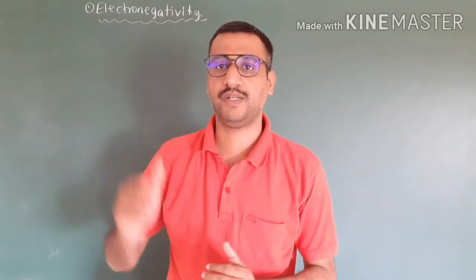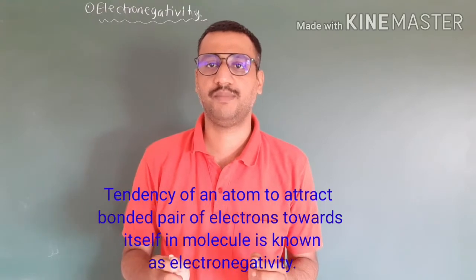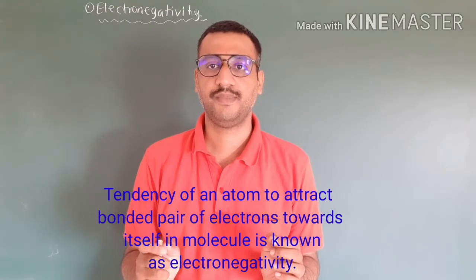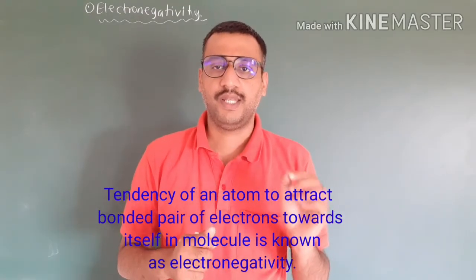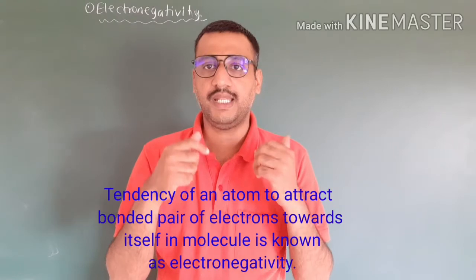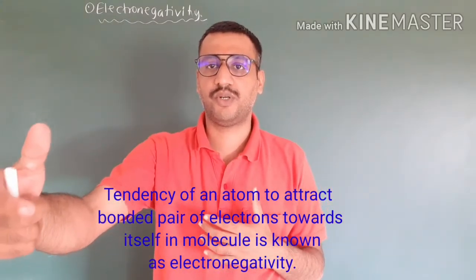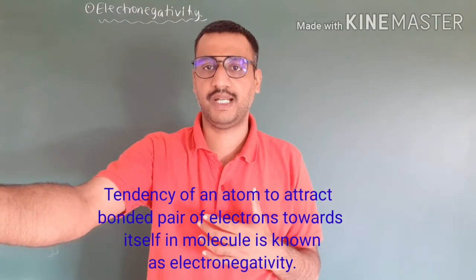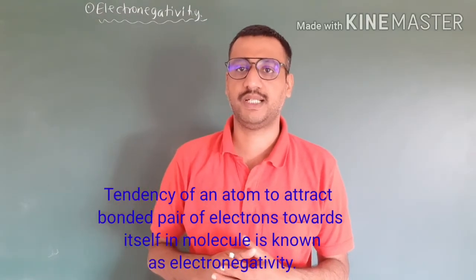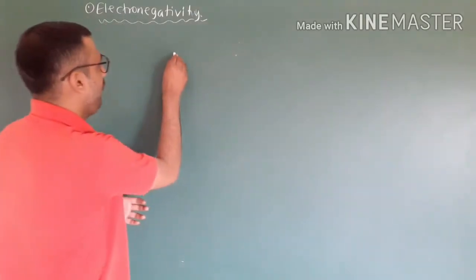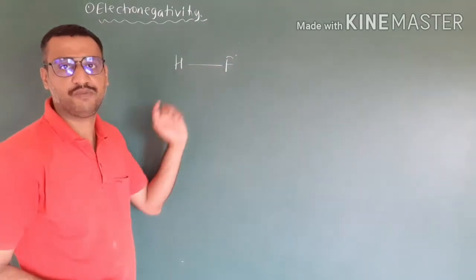First of all, electronegativity is one of the periodic properties of elements. Electronegativity means the tendency of an atom to attract bonded electrons towards itself. When an atom in a molecule is attached with a covalent bond to another atom, the tendency of that atom to attract the bonded electrons towards itself is the electronegativity. For example, HF: in HF there is a chemical bond between hydrogen and fluorine.